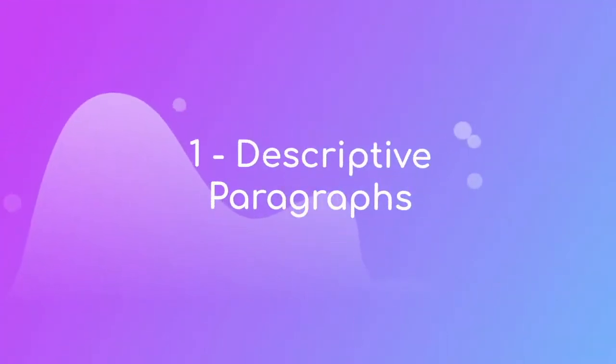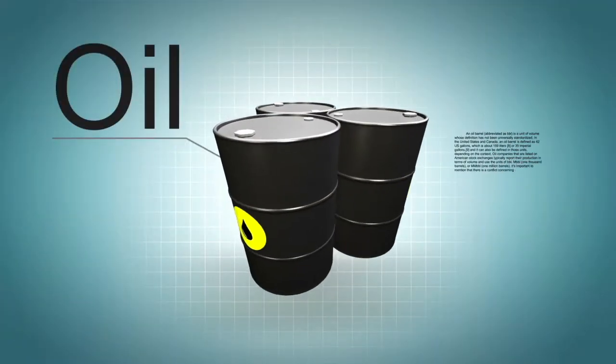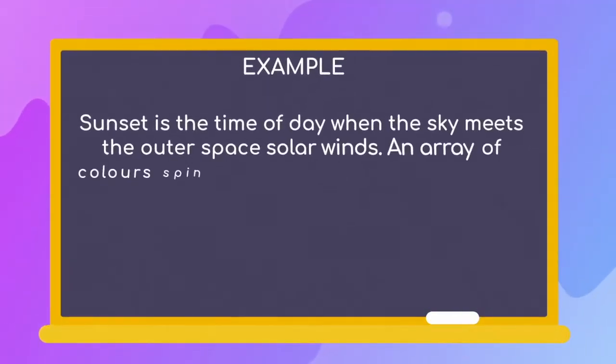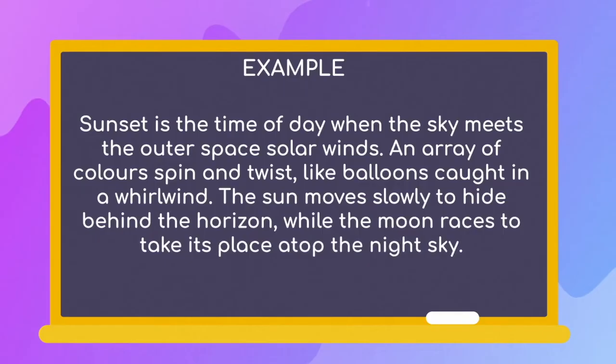Number 1, descriptive paragraphs. Descriptive paragraphs are useful when you want to describe something or highlight something to the reader. Here is an example. The purpose of this paragraph is to describe a sunset. Description paragraphs can often include poetic features like similes and alliteration to make the paragraph engaging for the reader.